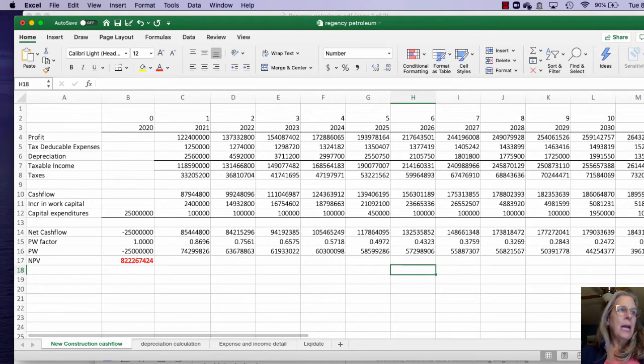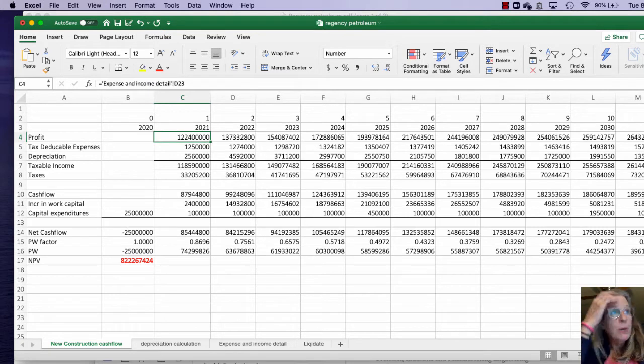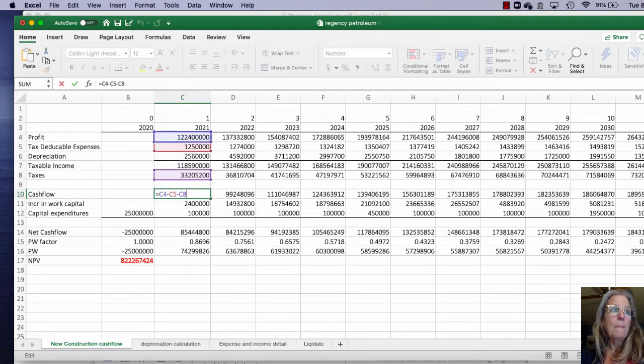So let's go ahead and look at how to do this calculation. Here we have the profit from the sale of the heating oil, and I'll show you in a minute how to calculate that. From that we subtract ongoing expenses and depreciation to get to the taxable income, and taxes are 28% of that number. The cash flow is equal to the income minus the cash expenses minus the taxes.